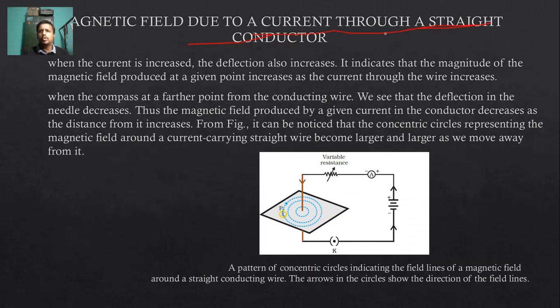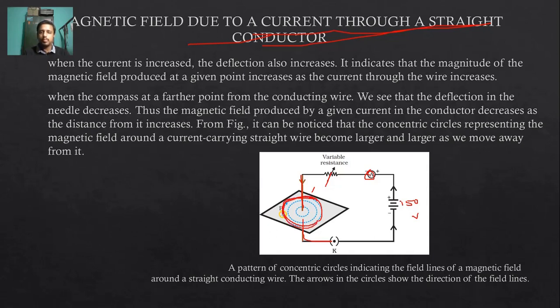Magnetic field due to a current through a straight conductor. This is a straight conductor, like in the Oersted experiment. In this experiment there is a variable resistance, an ammeter, and this is the battery. When the current is increased, the deflection also increases. Suppose the potential difference applied is 50 volt, then this would be a circle. When it is increased to 100 volt, this would be the same, but its strength would increase.